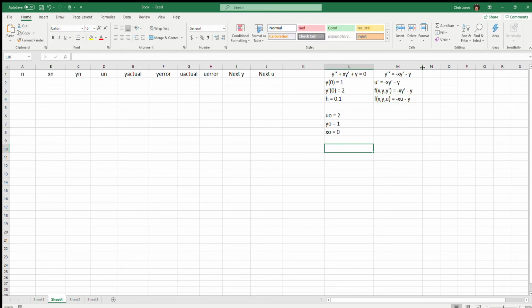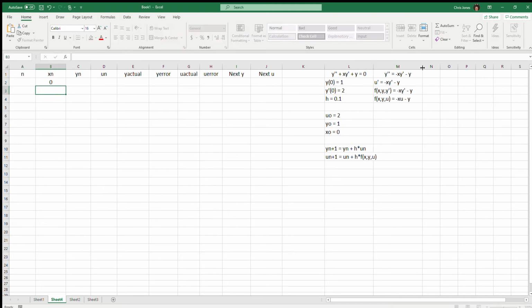All right, our formulas. Remember that y sub n plus 1 is equal to the current y plus the step size times u sub n. And then the next u is going to be equal to the current u, so the current slope, plus the step size times the slope of the slope. And that's going to be the function f of x comma y prime, or just f of x comma y comma u. All right, so let's go ahead and program this.